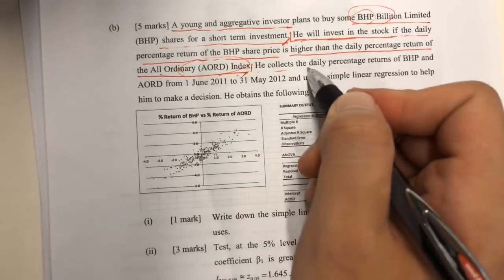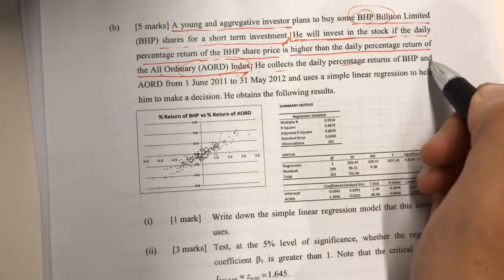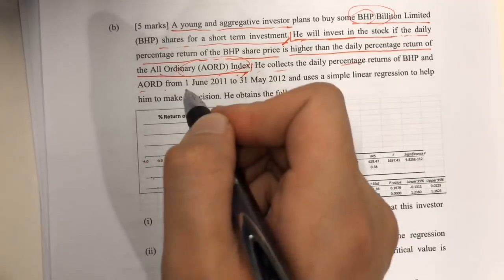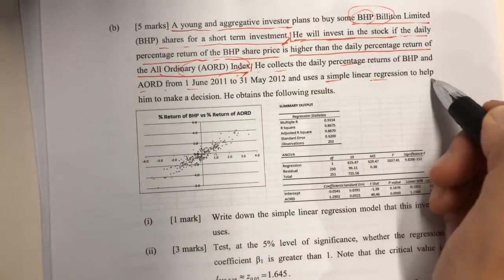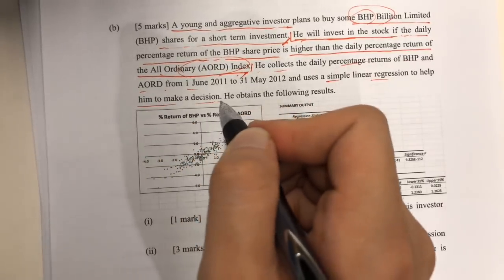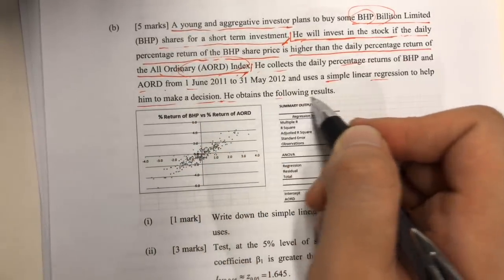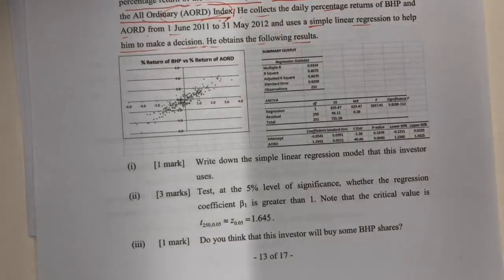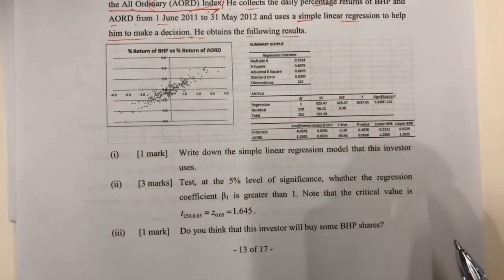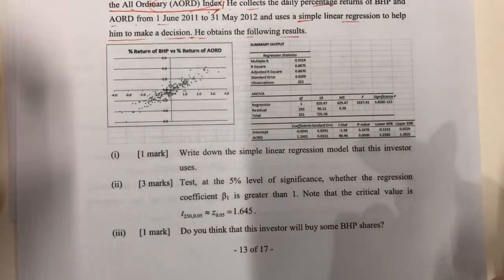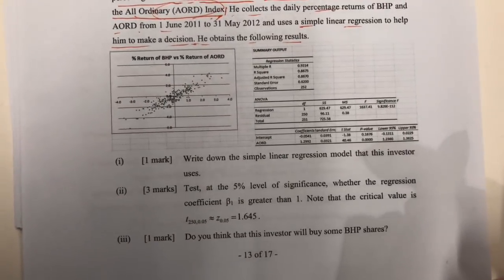So he collects the daily percentage returns of BHP and AORD from June the 1st to May 31st and uses a simple linear regression to help him make a decision. He obtains the following results. Okay, so these are the following results. Hopefully you can read them, and hopefully it's clear enough for you to read.